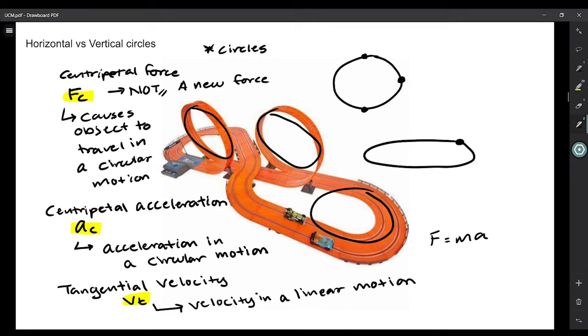Tangential velocity is the velocity in a linear motion. You're thinking, wait, we're moving in a circular motion. Why is there any linear component? Let's take a look at this vertical circle for now.